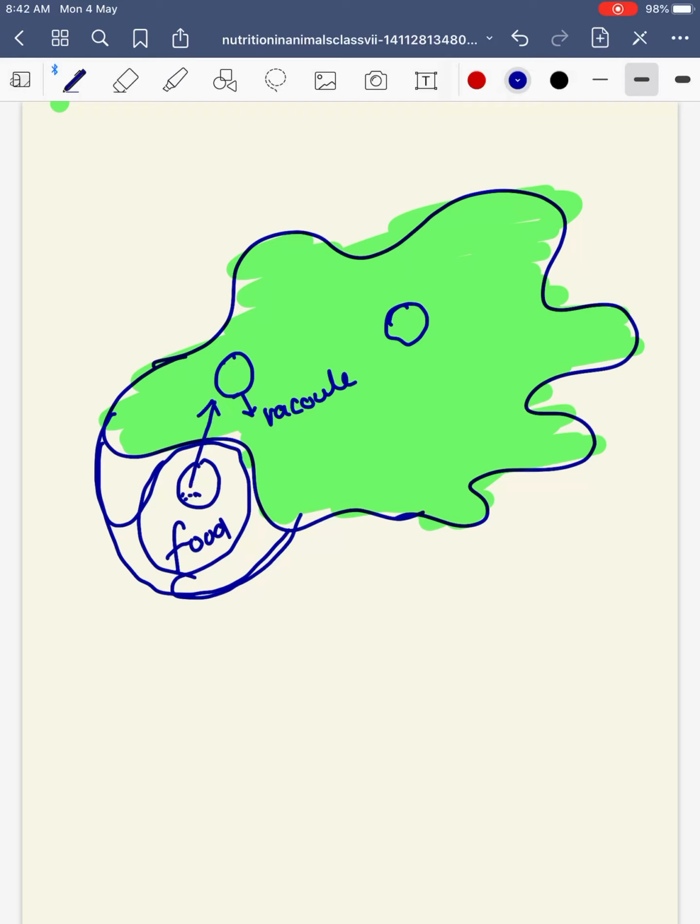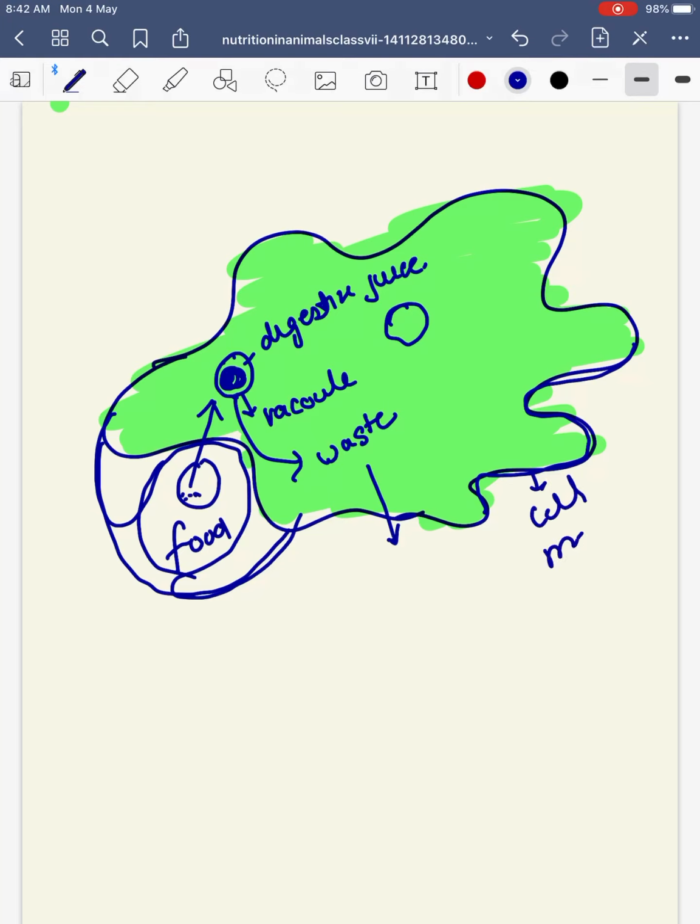The food particle will now go inside the vacuole, which contains various digestive juices. So it will digest that food particle, and whatever waste or undigested food is left is thrown out of the body of the cell. This outer covering of the cell is called the cell membrane. The cell membrane is semi permeable. It allows some materials to move inside and move out. Semi permeable means movement of material inside and outside the membrane is allowed, only selected.